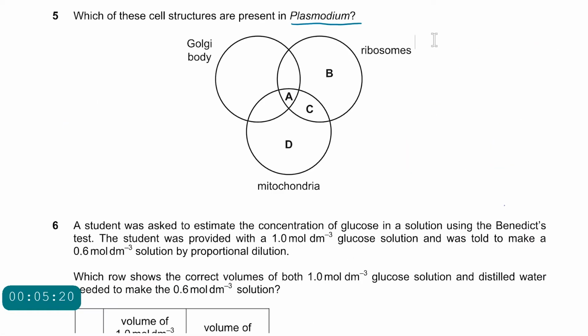Question 5. Which of these cell structures are present in Plasmodium? To start with, we all know that Plasmodium is the organism that causes malaria. We all know Plasmodium is a eukaryotic cell. Therefore, eukaryotic cells do have ribosomes, mitochondria, and Golgi body. Therefore, the answer is A.